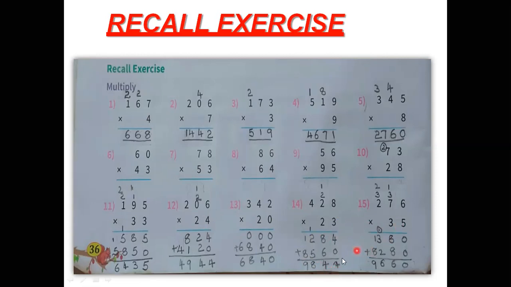The same way, 428 when you multiply by 23, we will get the answer as 9844. So this also you can practice. So how you have to do? Now these sums, let us see how you have to multiply.